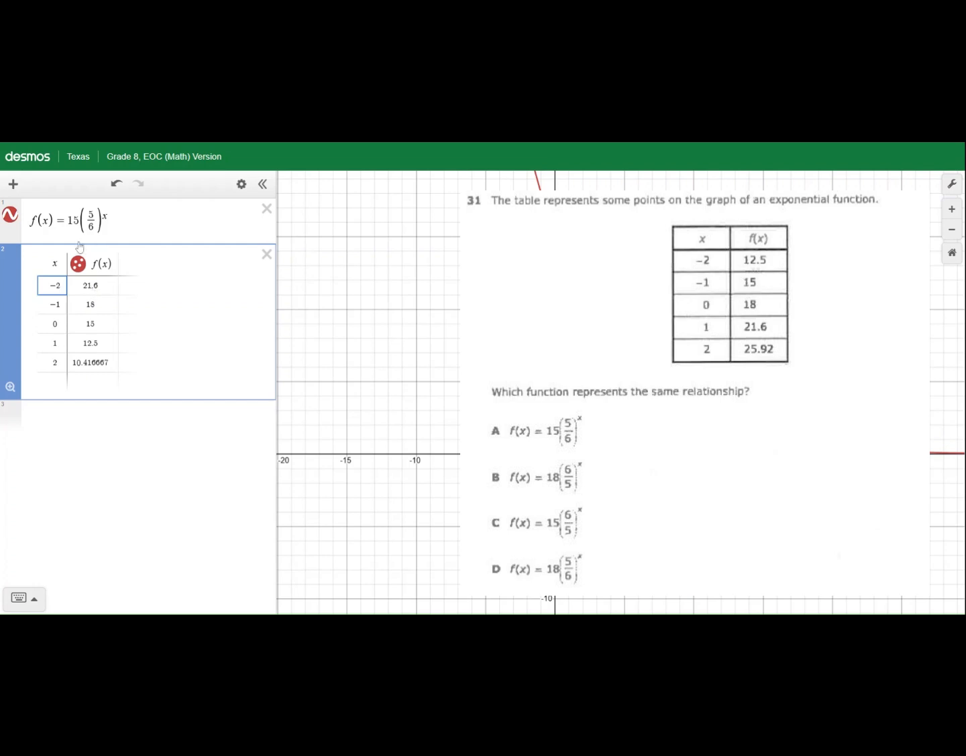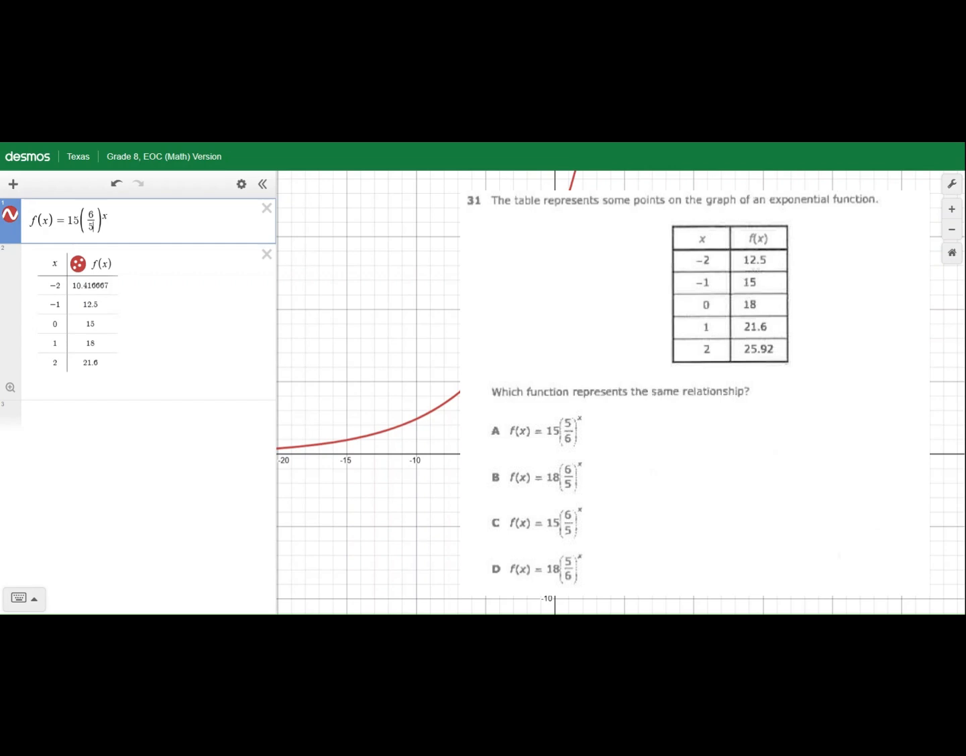Since I already have this equation, I saw letter C. They just switched the numbers here. So this is 6 on top and 5 at the bottom, the denominator. So I change it. Letter A is not working. Letter C also is not working, because the given is -2 and the y is 12.5, but this is -2 and 10.41.